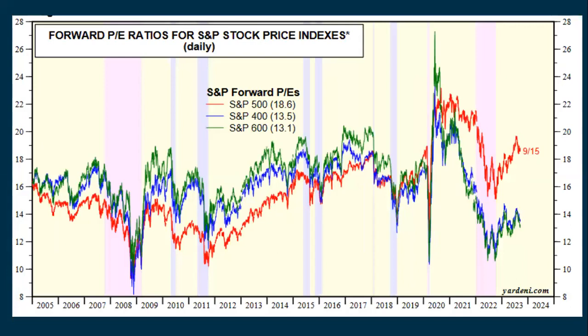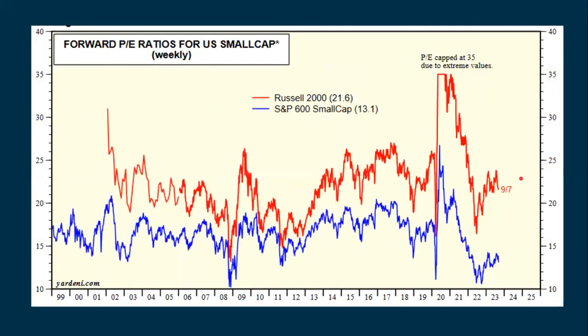We also plot all of these together, the S&P 500, 400, and 600, and they have a tendency to move in the same general direction. So we can just see this graphically. And then we have 2 different indexes that we follow for the small caps. We have the S&P 600, that's the blue line, and that lines up with the 10, 15, 20 scale that we use.